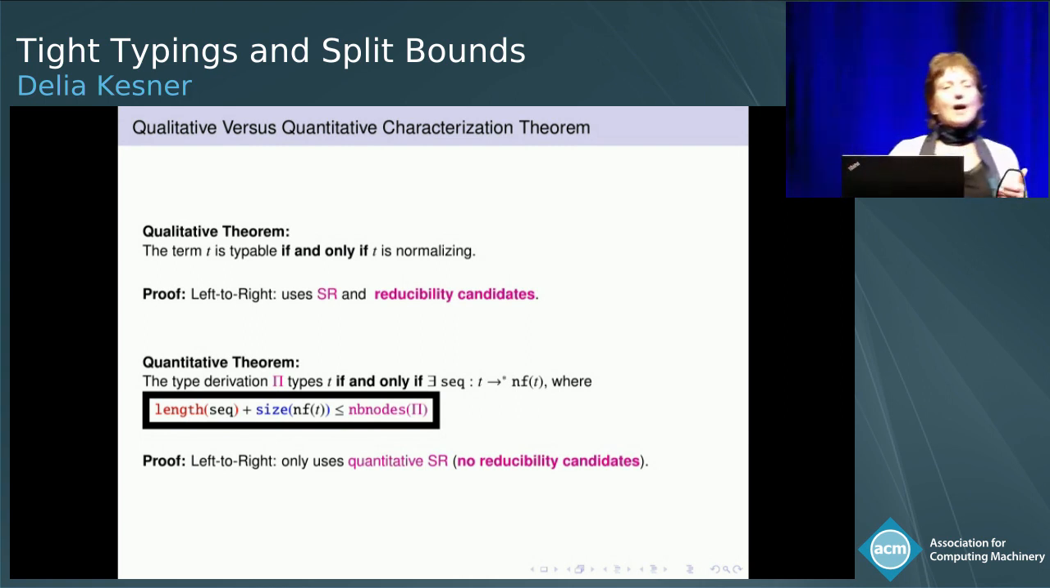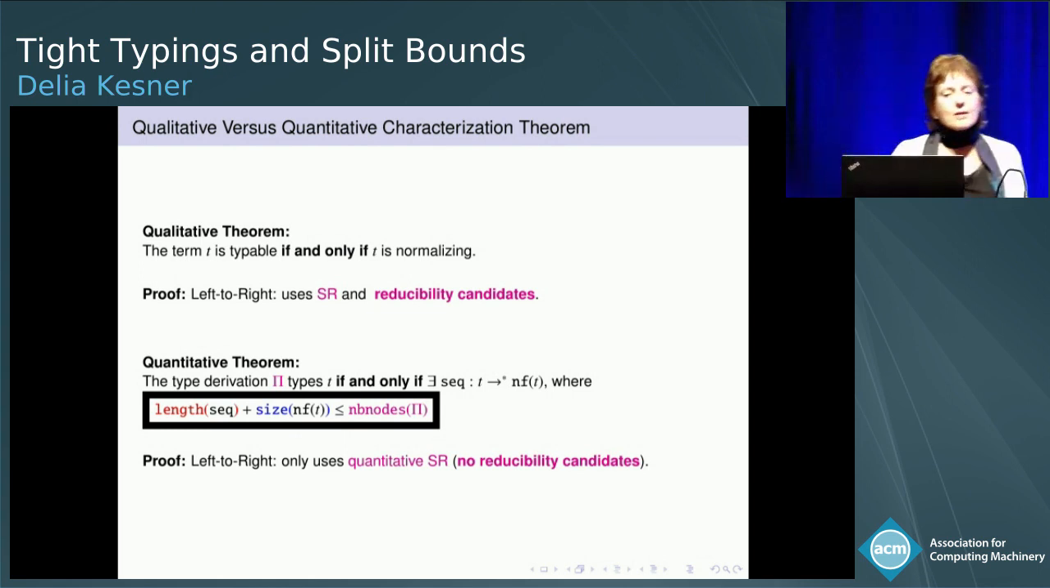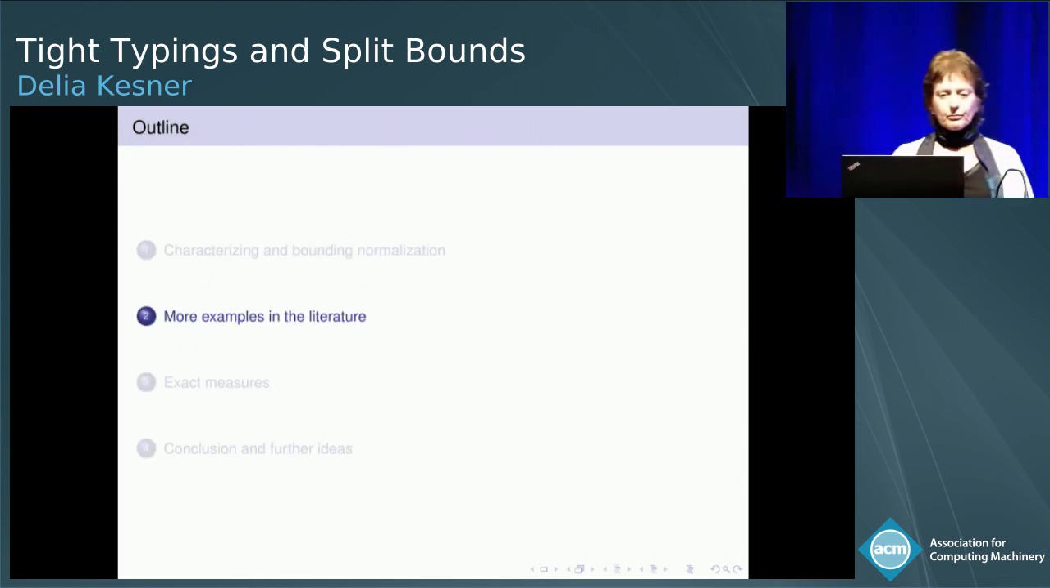So in order to show that the typable term is normalizing, you don't need any more reducibility candidates. Why? Because you have the quantitative version of the substitution reduction property, which says that if a term is typable and you reduce it, then there is something which is strictly decreasing. And this measure is just based on integers. So you know that if you have a typable term and you reduce it, at some moment this is terminating. This is a trivial proof of termination for lambda calculus.